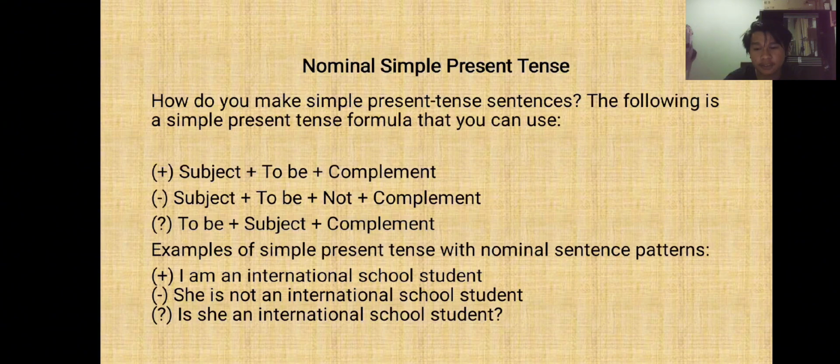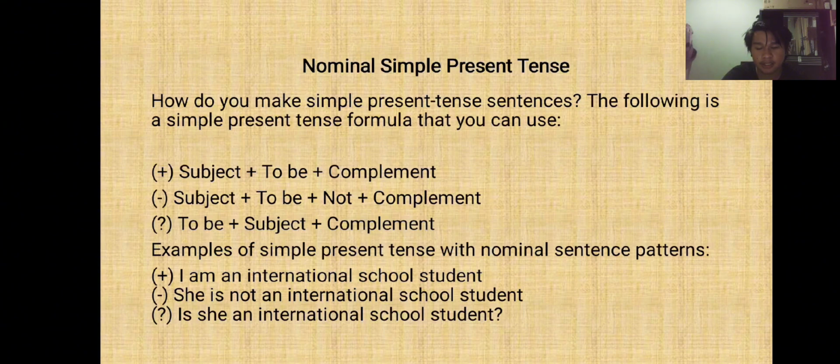A positive sentence is subject plus to be plus complement. Negative sentence, subject plus to be plus not plus complement. Interrogative is to be plus subject plus complement. Example of simple present tense with nominal sentence pattern.